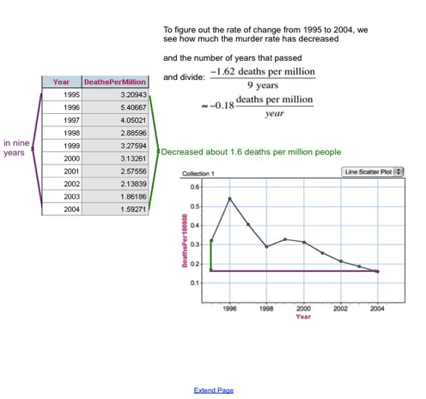And then we divide. Negative 1.62 deaths per million divided by 9 years gives us about negative 0.18 deaths per million people per year.